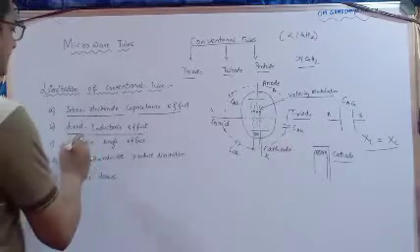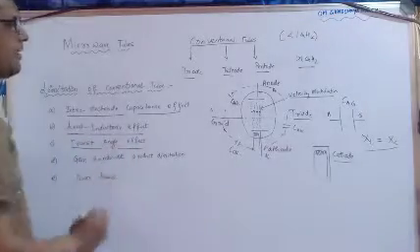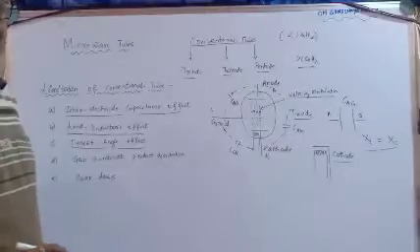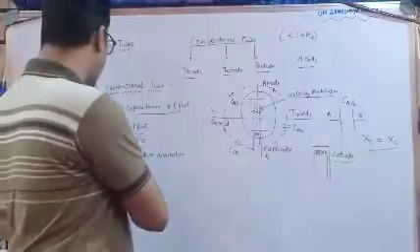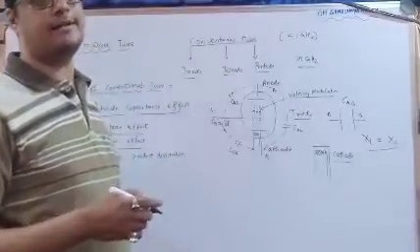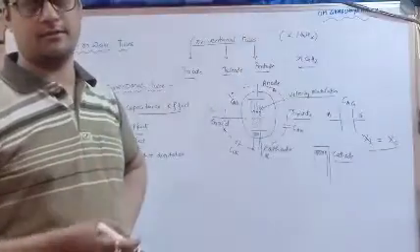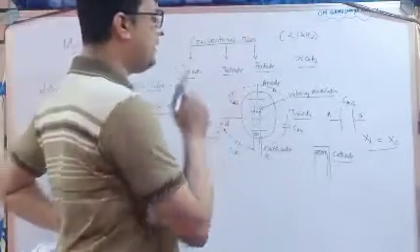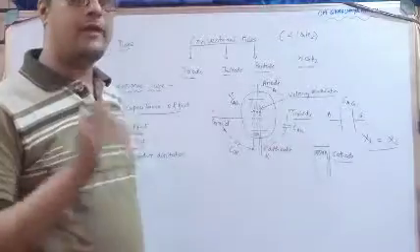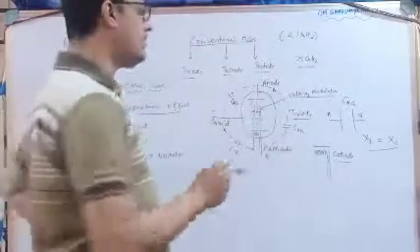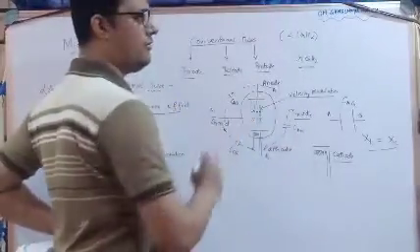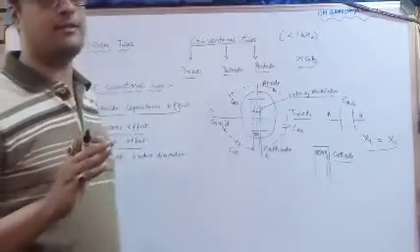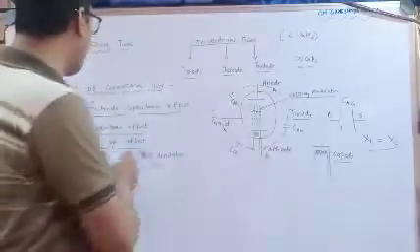Next one is the transit angle effect. Transit angle effect means, this transit itself indicates the traveling of electrons. Now in this triode, from where to where are electrons moving? Electrons are moving from cathode to anode. Transit time we will identify first, then we will go for angle.